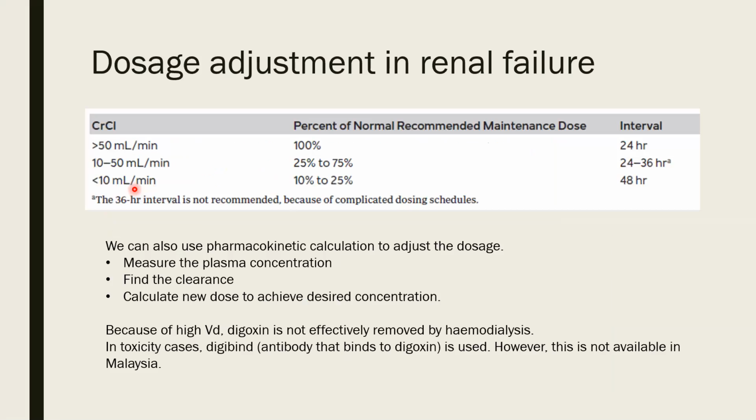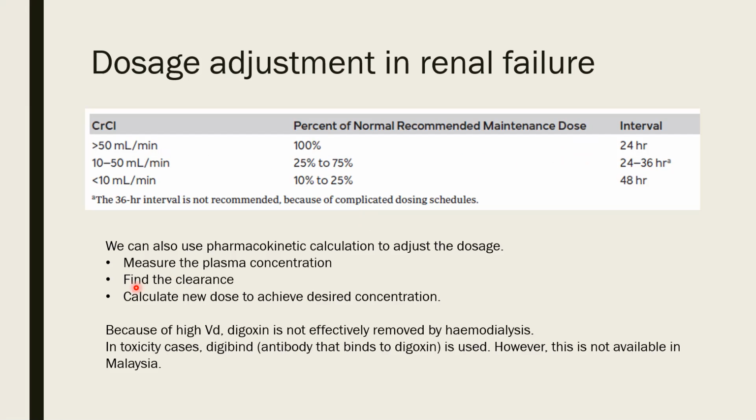So for kidney failure, our dosage adjustment: if it is less than, this one is end stage, we only retain 10 to 25%. Now we give the interval every 2 days. So if 10 to 50, then 25 to 75%, we give every 1.5 days. But above 50, then we still give 100%, interval 24.